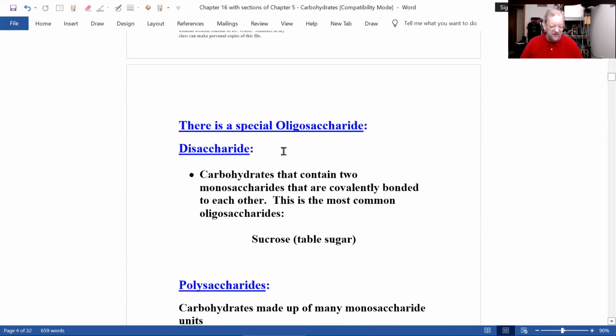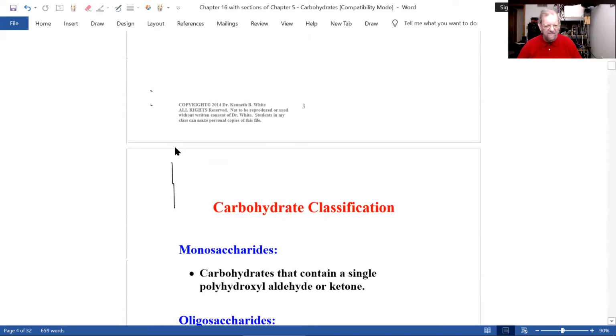Now, there's a special oligosaccharide that you should know.